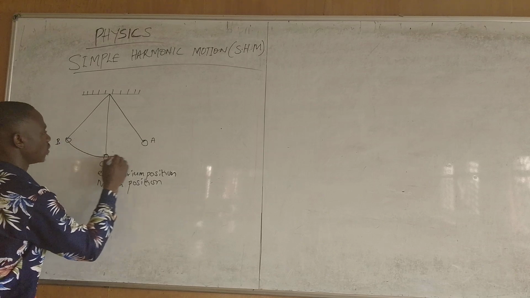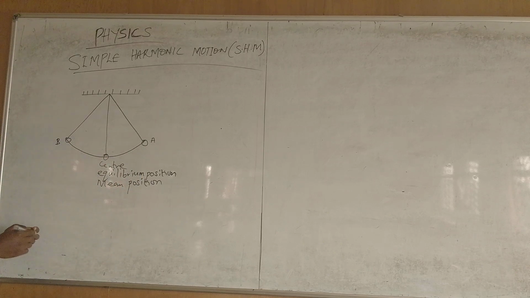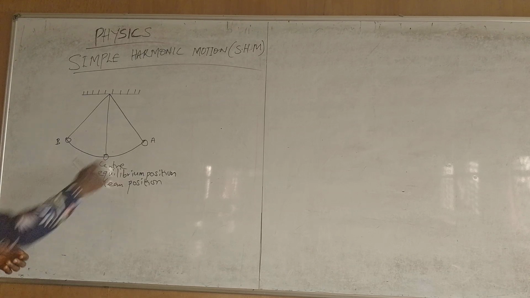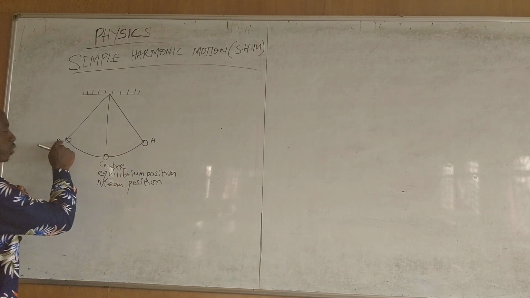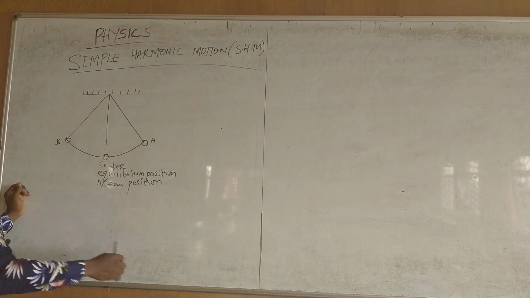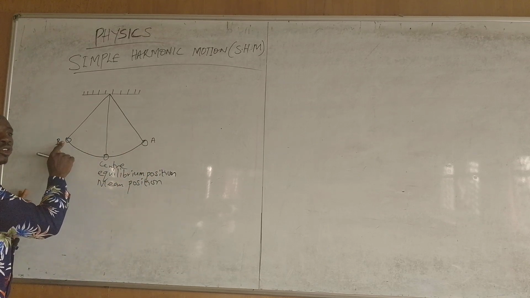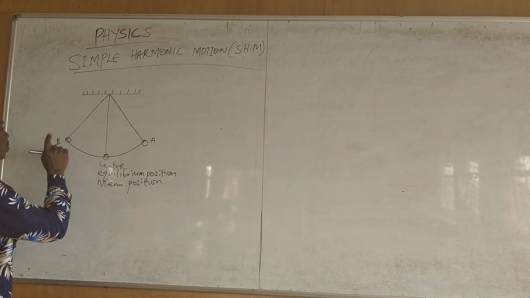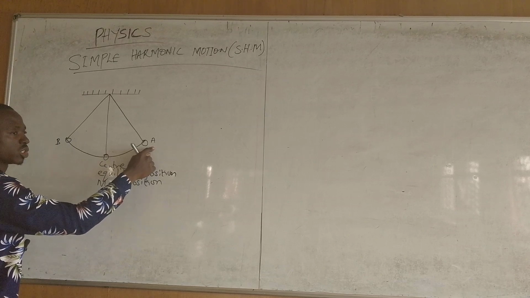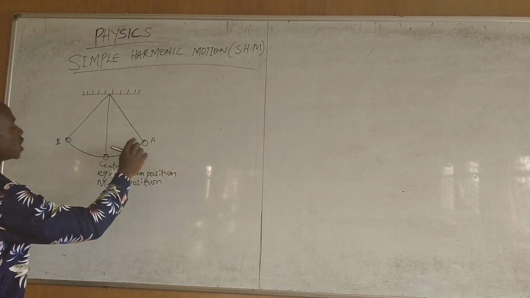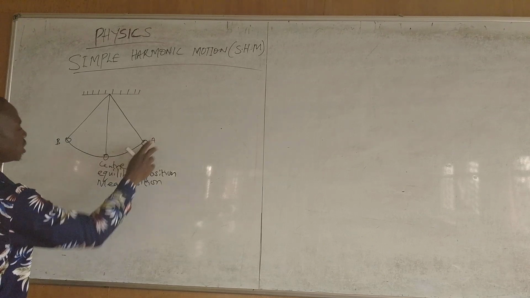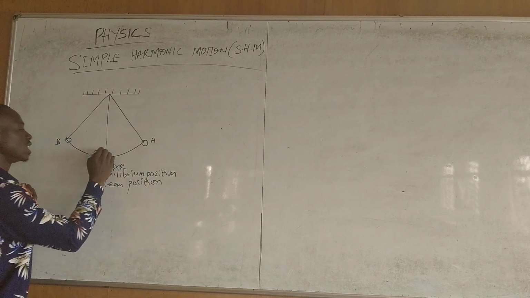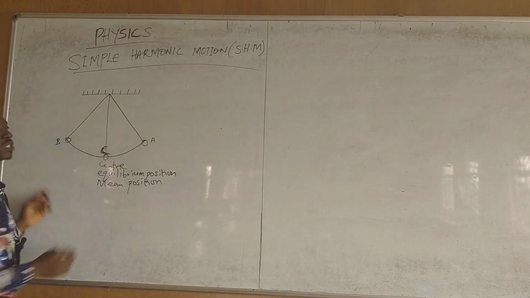This is the path of the motion of this object. It moves from A to B, then from B back to what? To A. From A to B is half oscillation, while from B to A is also half oscillation. Then a complete oscillation is from A to B and then back from B to A. We call the center C.